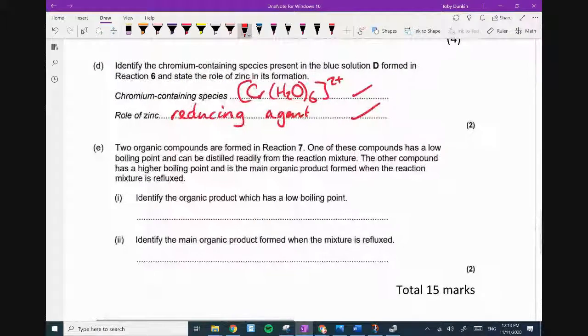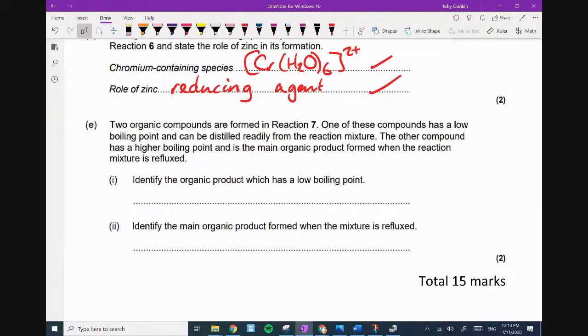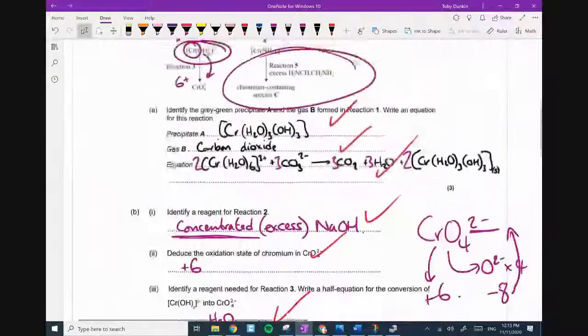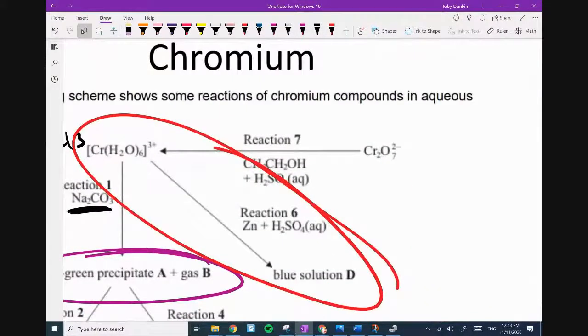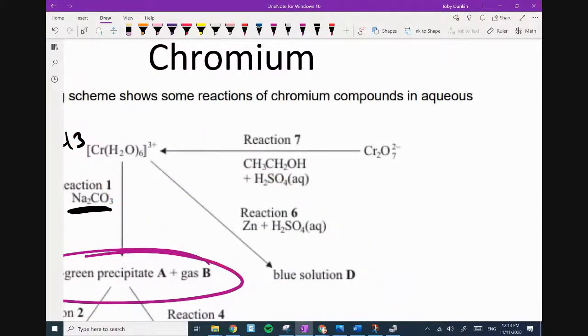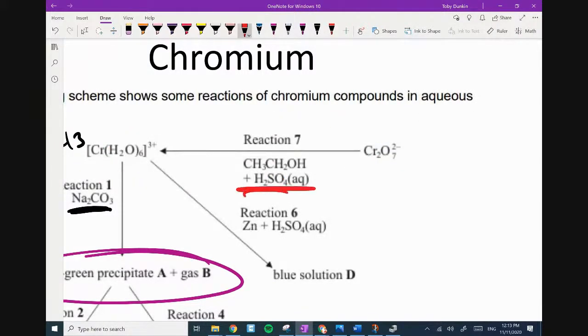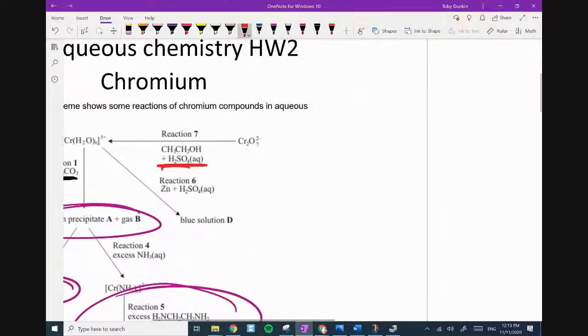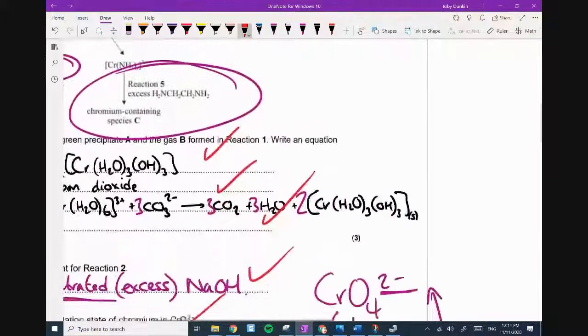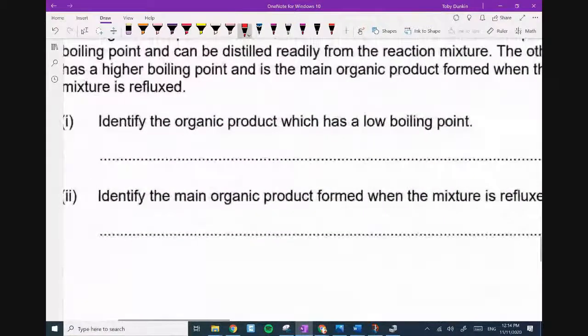No equations. Yay. Next, identify the organic product with a low boiling point, and the main organic product when refluxed. So reaction number 7: they're using potassium dichromate, which is orange, and they're oxidizing ethanol. We know there's a 2-step oxidation. Oxidation 1 followed by oxidation 2. This one's done under distillation, and we form the aldehyde. So the organic with the low boiling point is ethanal.